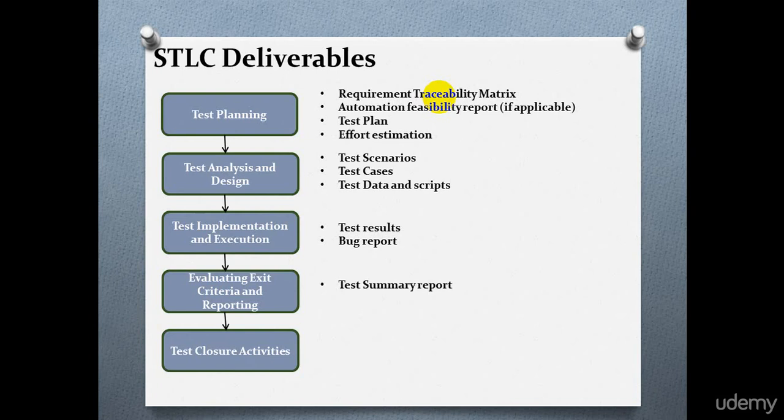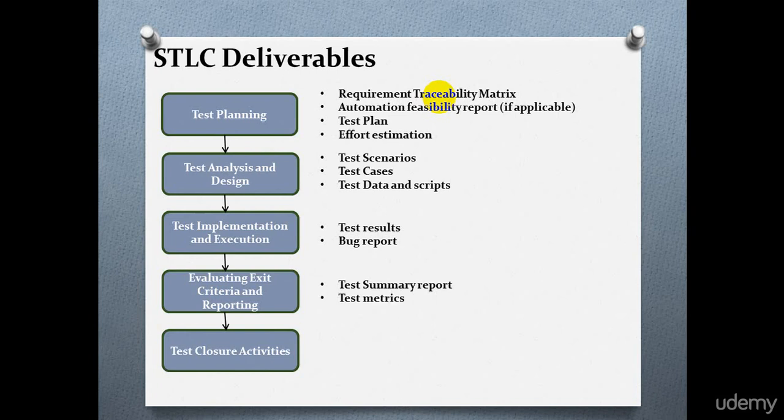Then move to the next phase, evaluating exit criteria and reporting. Here a very important deliverable is the test summary report. Test summary report is created as part of the exit criteria and reporting. Test summary report is a document which contains summary of test activities and final test results. It should measure coverage against the requirement, and it mainly contains the test suites data, test cases data, test results and defect data along with the risks as well.